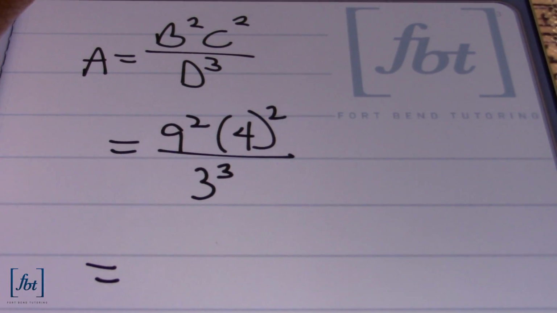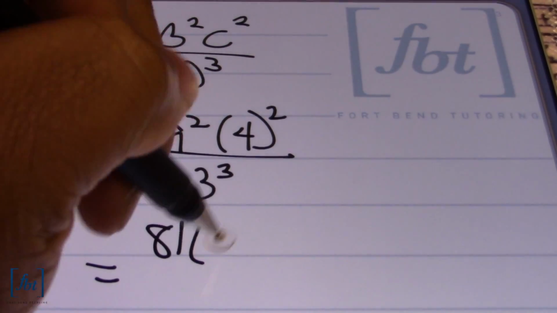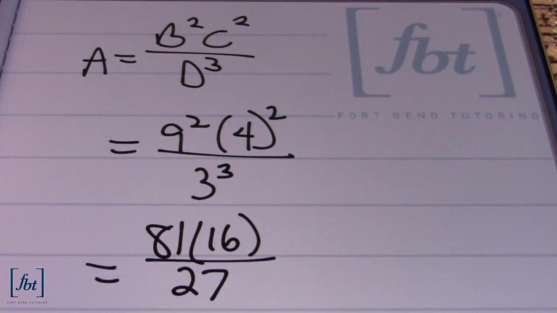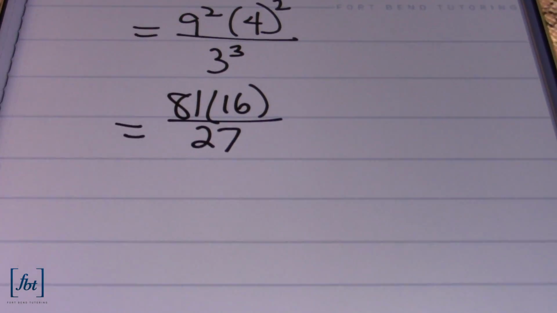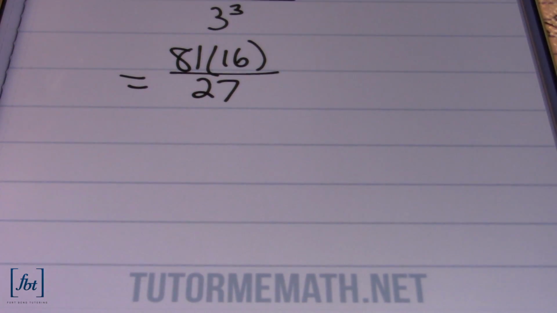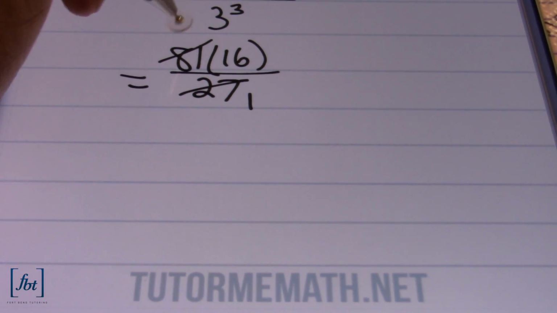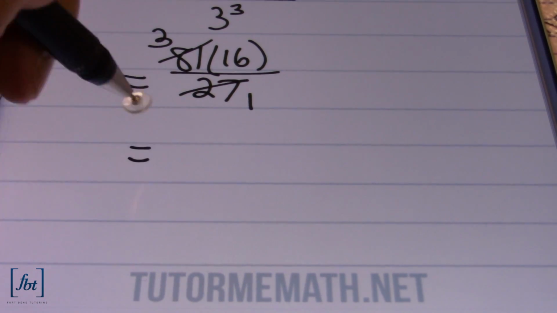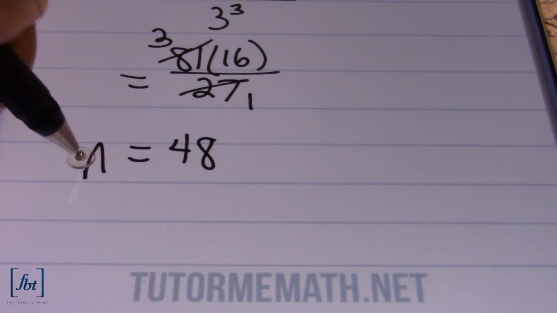All right, I know that 9 squared is going to be 81. I know that 4 squared is 16. I also know that 3 cubed is 27. I prefer to simplify as much as possible before I multiply, so that's exactly what I'll be doing here. I realize that 27 will go into itself once and will go into 81 3 times. Now multiplying 3 times 16, we get 48 for our final answer, and this is our value of A.